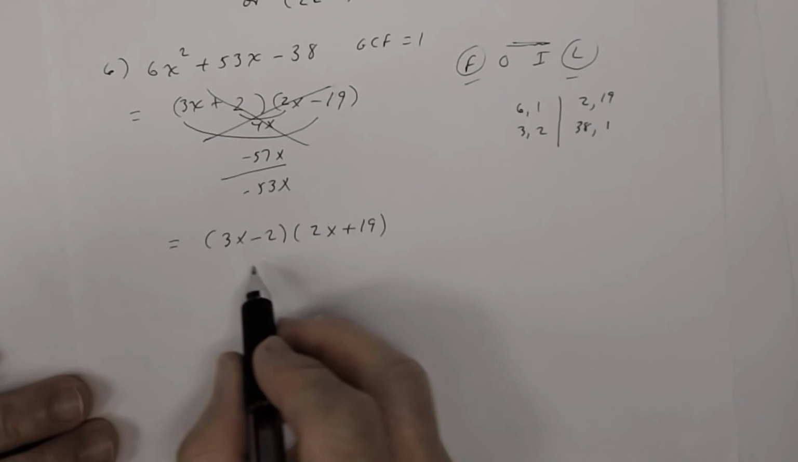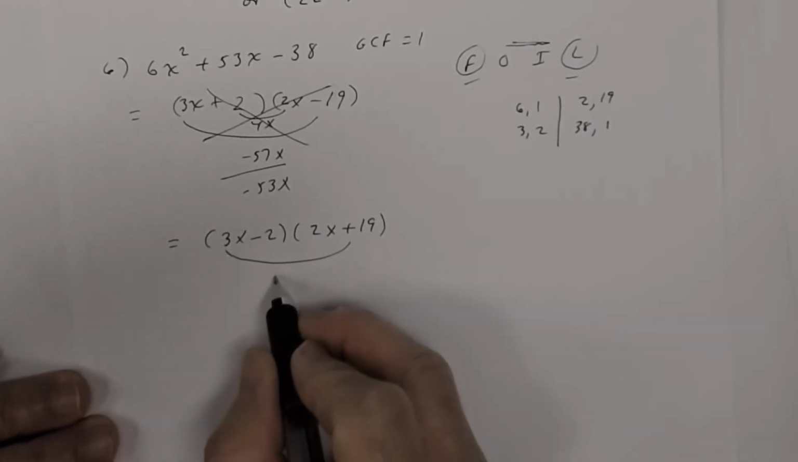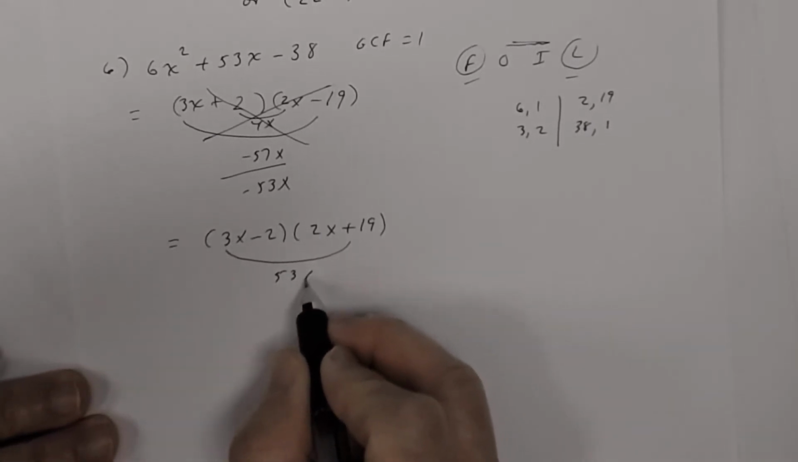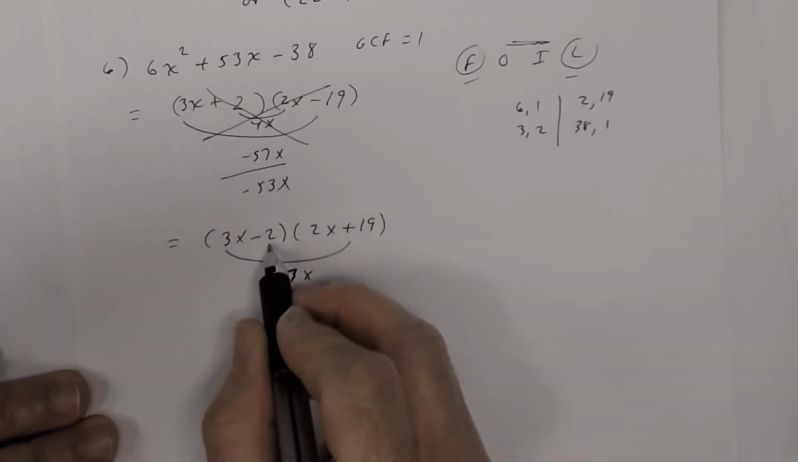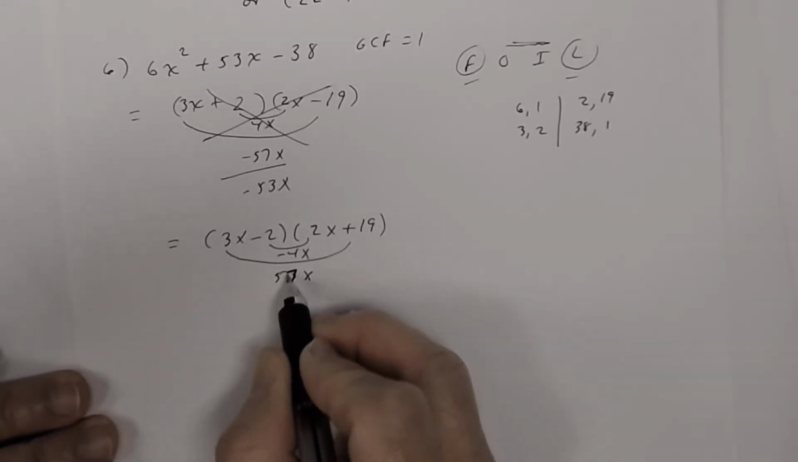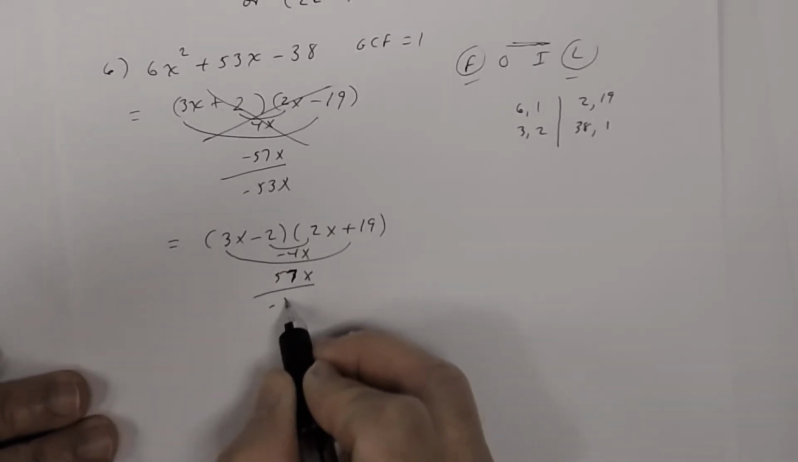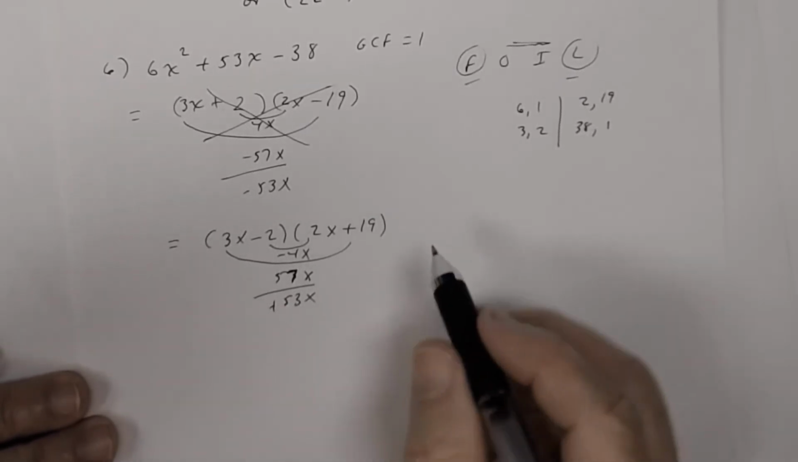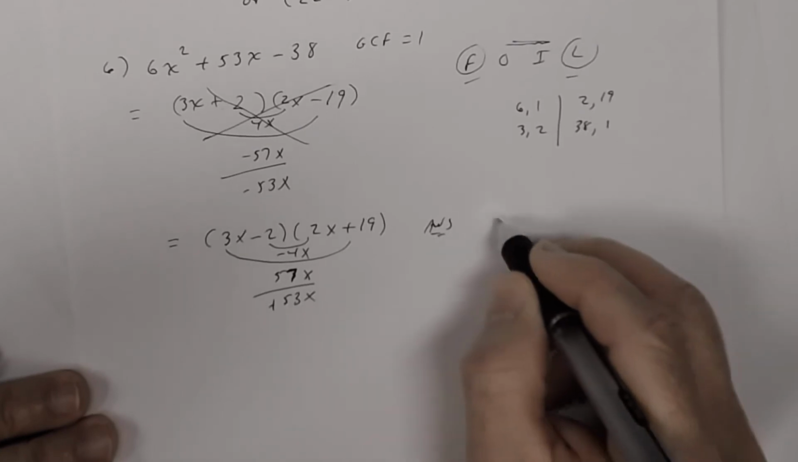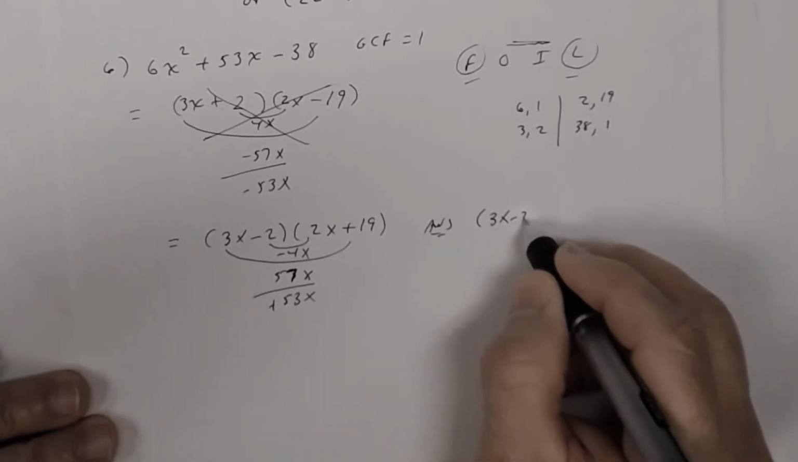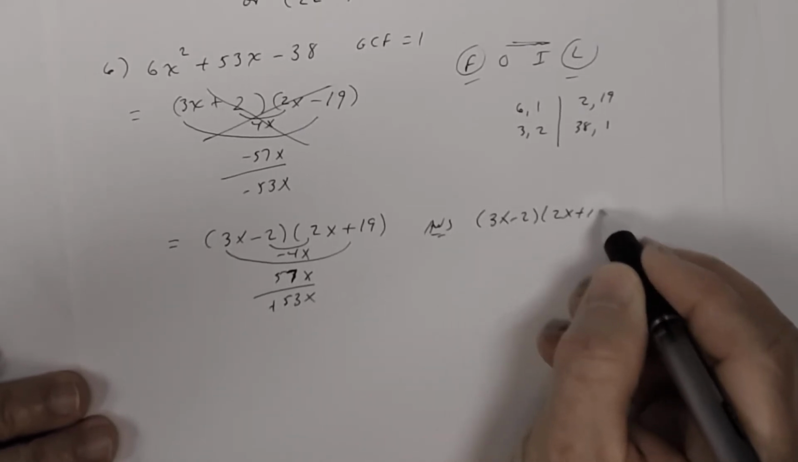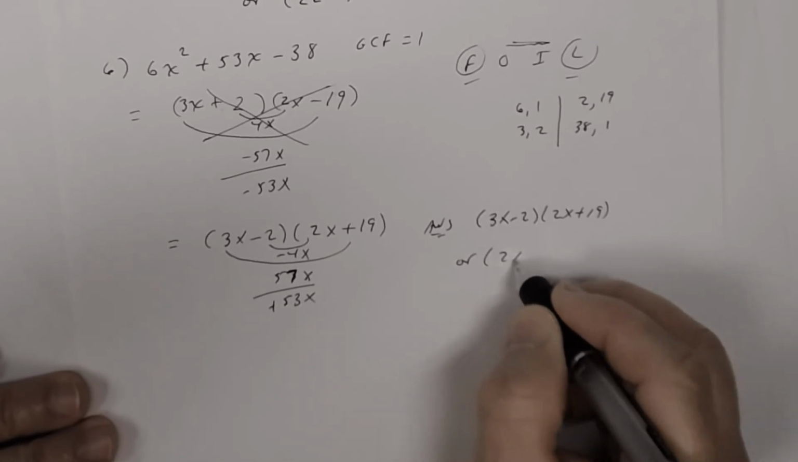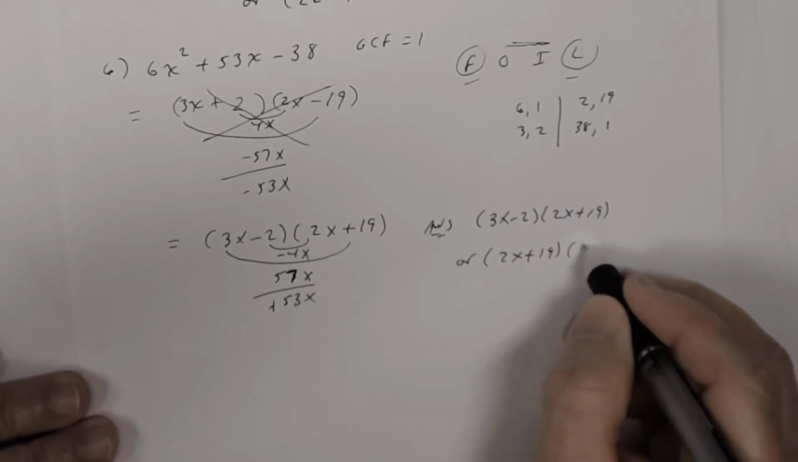I'll do the outer and the inner. The outer is now 57x, and the inner is negative 4x. And when I add them up, I get a positive 53x. And so there's my answer. So your answer, you're going to say 3x minus 2 times 2x plus 19, or 2x plus 19 times 3x minus 2.